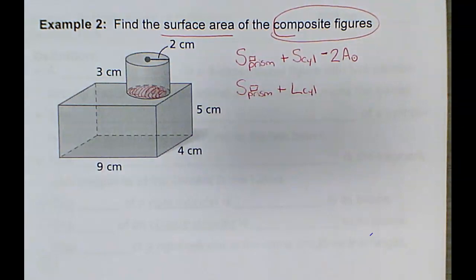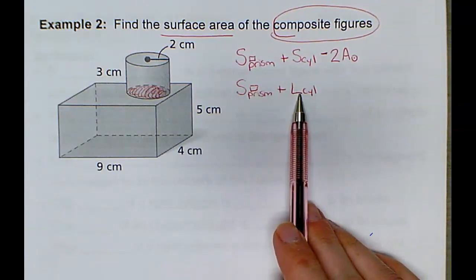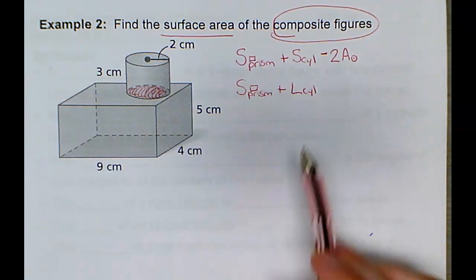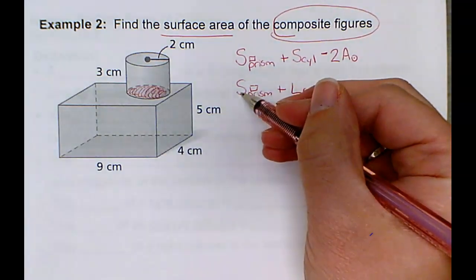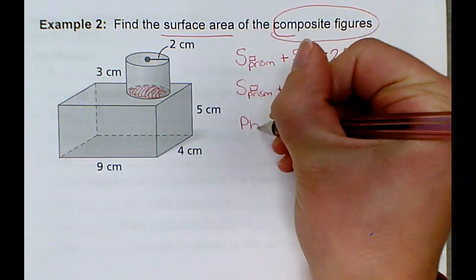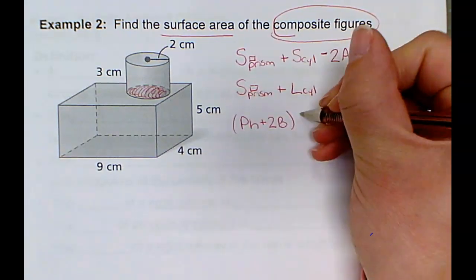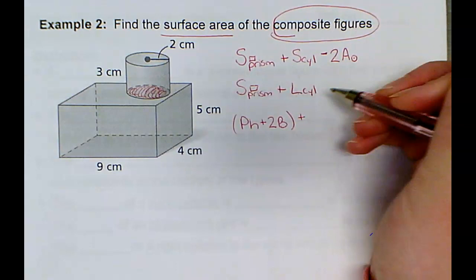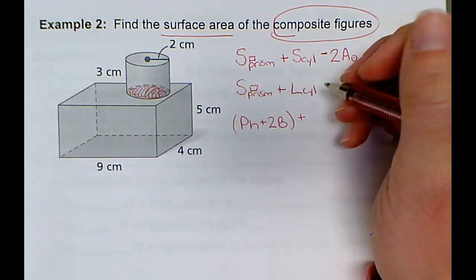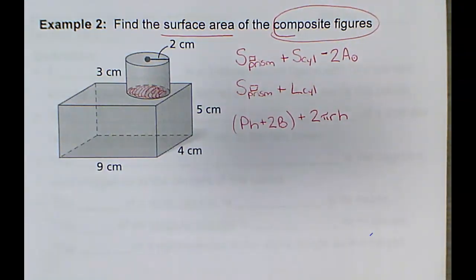There's a few other variations that would be okay, but let's stick with these. It seems like these are more simplified than up here, so that's what I'm going to go ahead and use. The surface area of the prism is the perimeter of the base times the height plus 2 times the area of the base, and I'm going to add to it the lateral area of the cylinder, and the lateral area of the cylinder is 2 times pi times the radius times the height. So let's put in all the pieces.